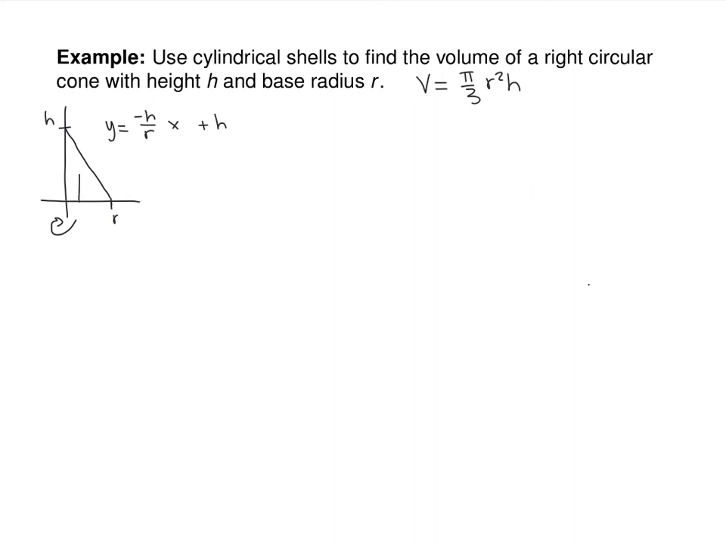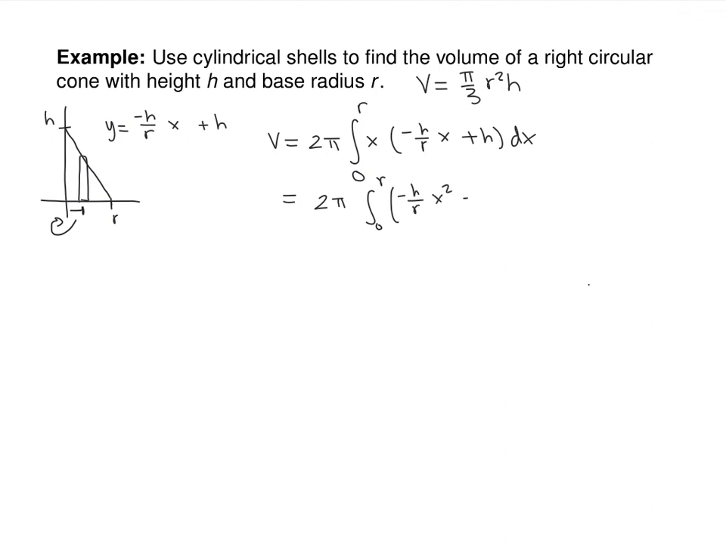And so we're going to slice it this way and add up all the slices, and we're going to use cylindrical shells to prove the volume is what it is. So the volume is 2 pi. Now my slices begin at 0 and they end at r. The radius, distance from there to there, is x. The height of each slice is negative h over r x plus h dx. That dx tells you that x is your variable, everything else, those are all constants. So 2 pi integral 0 to r negative h over r x squared plus hx dx.